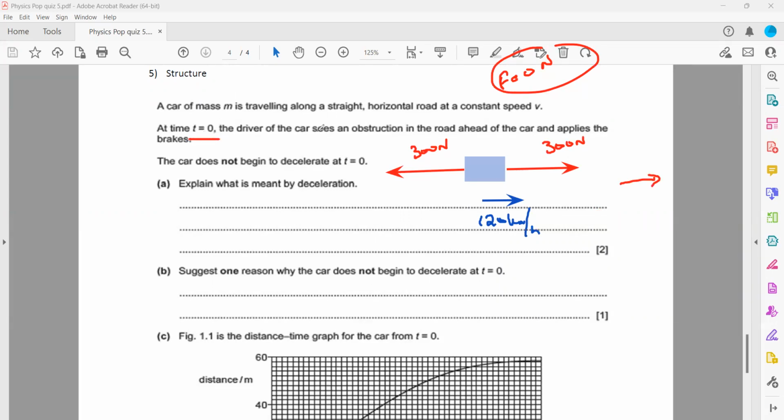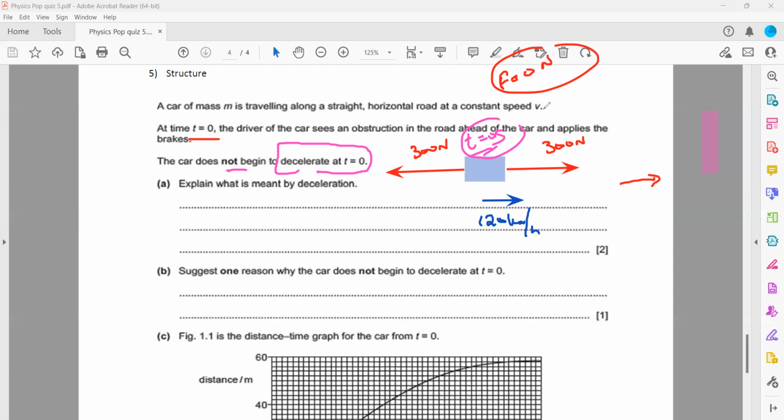At time t, the driver sees an obstruction in the road ahead of the car and applies the brake. For example, maybe the road is blocked or some obstruction is there. When the driver sees it, he applies the brake. This is the moment when he sees an obstruction and applies the brake. The car does not begin to decelerate at time equals 0. Like the moment the driver sees it, when he tries to apply the brake, the car does not decelerate instantly.